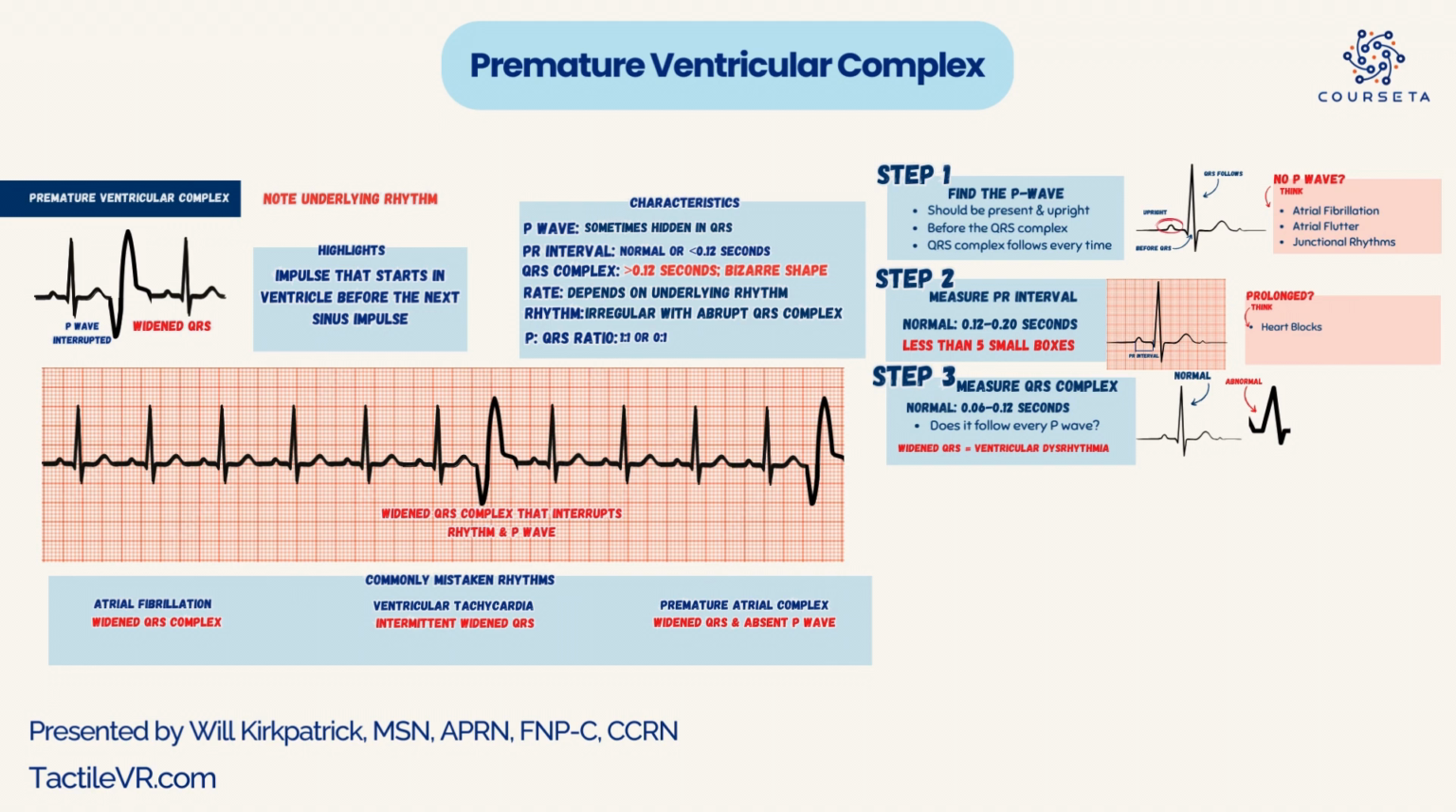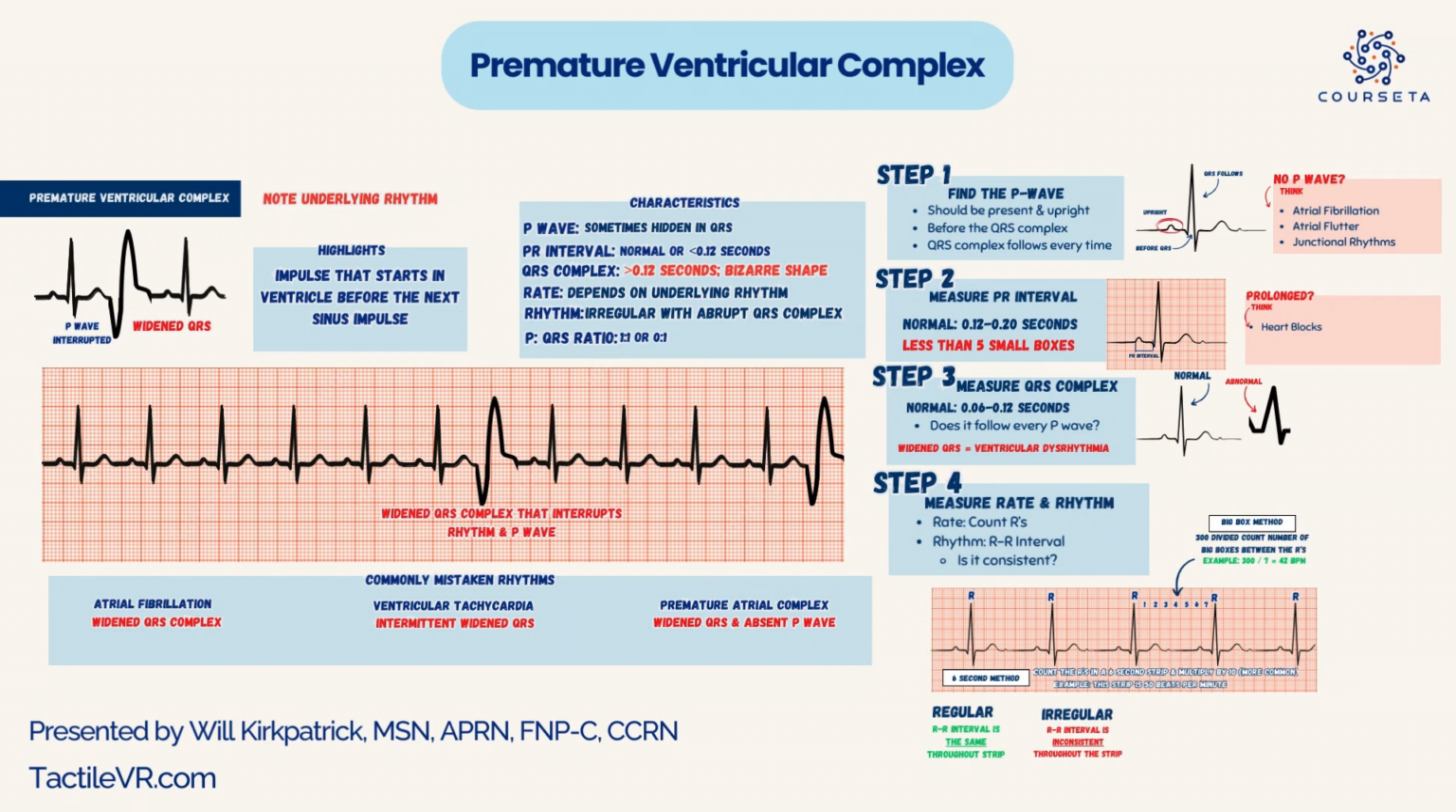In this case, we want to measure the rate and the rhythm. Step number 4, where our rate is here: 1, 2, 3, 4, 5, 6. You do not count the widened QRS complex, in this case the PVC, as part of your rate. So let's start once again: 1, 2, 3, 4, 5, 6, skip that big QRS complex, 7, 8, 9, 10. And then we don't count that big one again. So here our rate is 100 beats per minute.